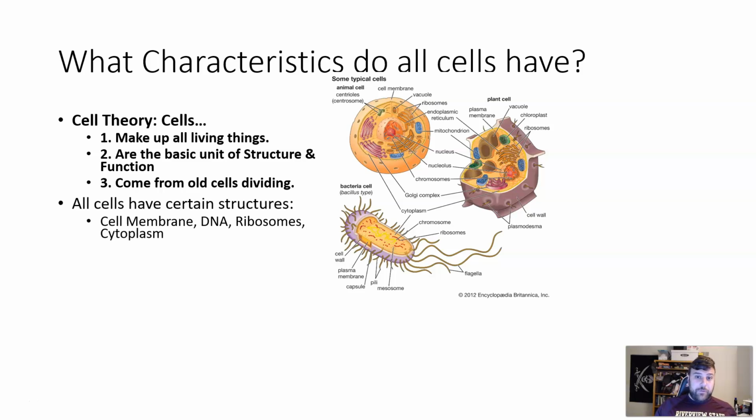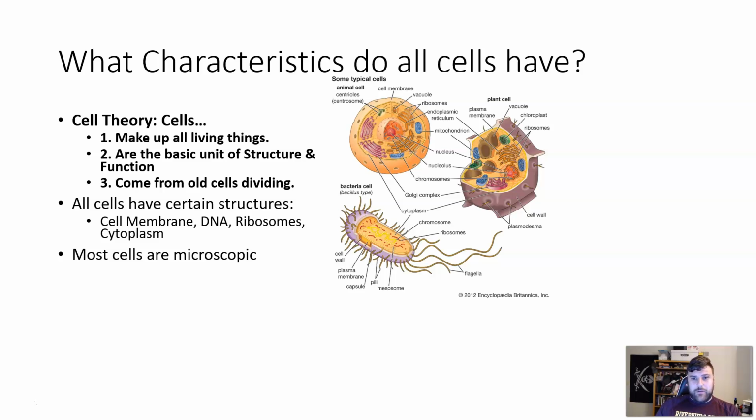All cells, both prokaryotic and eukaryotic, have certain structures. They all have a cell membrane. They all have DNA as their genetic material. They all have ribosomes to make proteins. And they all have cytoplasm, which is the medium that all the organelles and all the other cell parts float in.